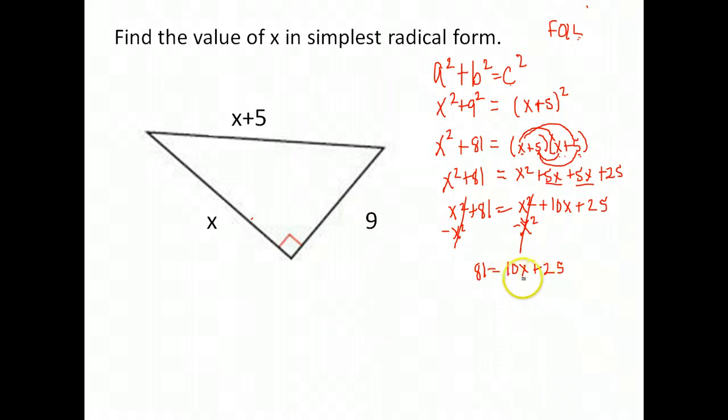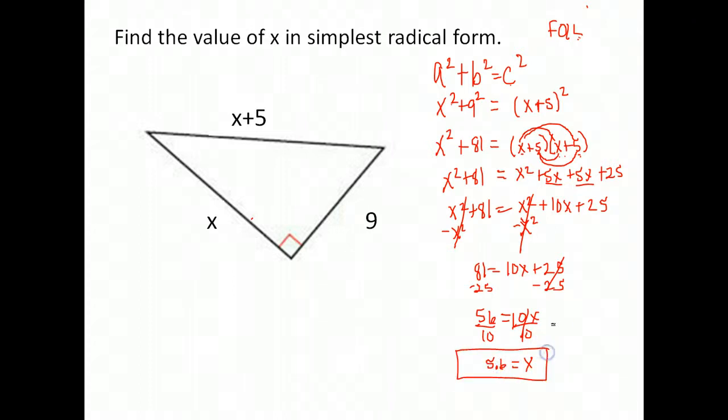We need to solve for x. So we need to move this 25 to the other side. It's a positive 25, so if I subtract 25 from both sides, I get 56. 10x equals 56. Divide by 10, and I get that x is 5.6.